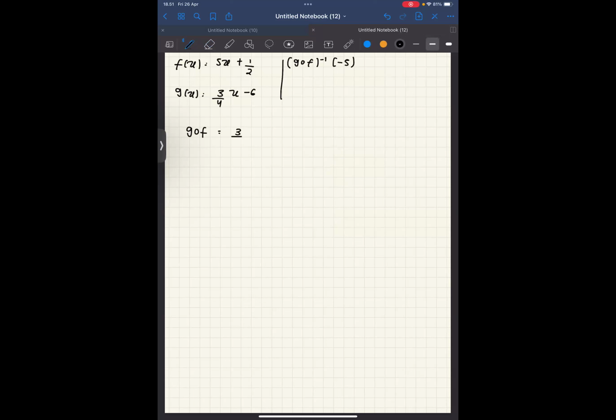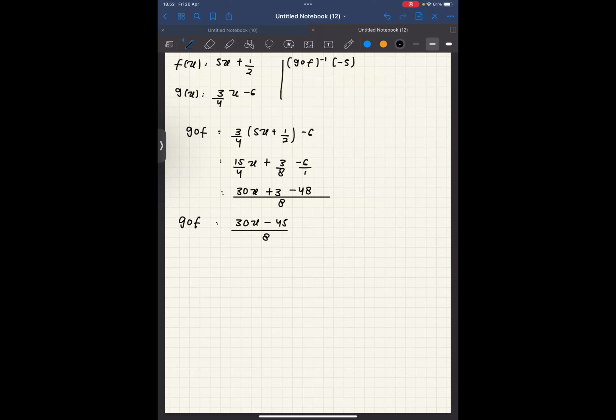G of f is 3 over 4, changing the x to 5x plus half, minus 6. This is going to be 15 over 4x plus 3 over 8 minus 6. For this one, we just change all to 8. So 8 divided by 4 is 2, multiplied by 15, 30x. 8 divided by 8, 1, multiplied by 3, plus 3, and 8 multiplied by 6, minus 48. This is 30x minus 45 over 8. This is g of f.